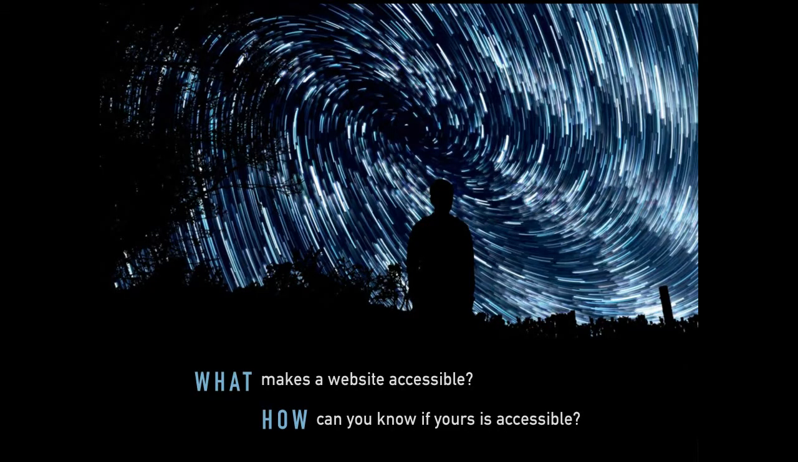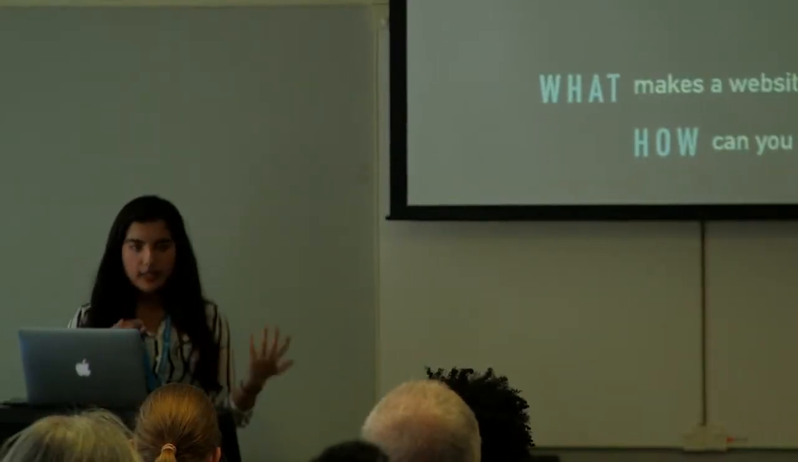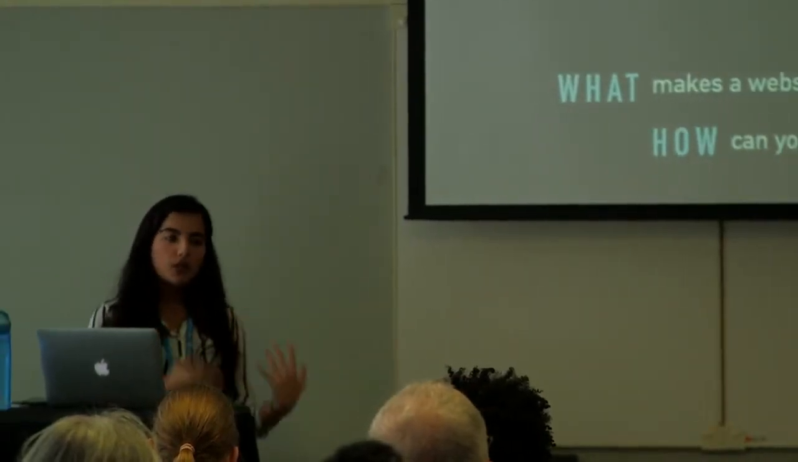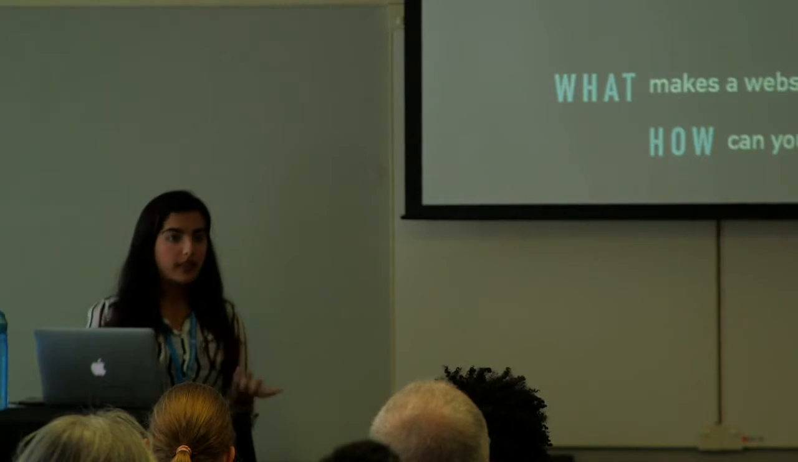So, we've talked about all of these things, all the disabilities. So what makes a website accessible, and how can you know that yours is accessible? There's things like types of content, their size, complexity, development tools, the environment, who your audience is, all these different things that you should be thinking about.